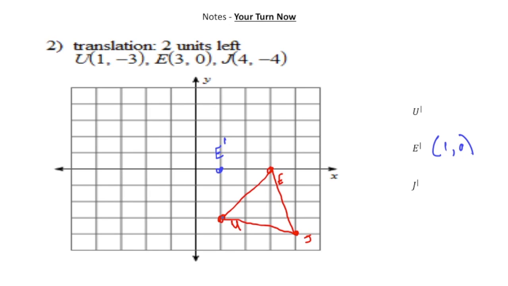Let's move U 2 units to the left. That's going to be U prime, and that location is negative 1 and then down 3, so (-1, -3). And then J prime is going to be over 2, it's going to be here. So that's J prime, and that location is (2, -4). Let's connect the dots.